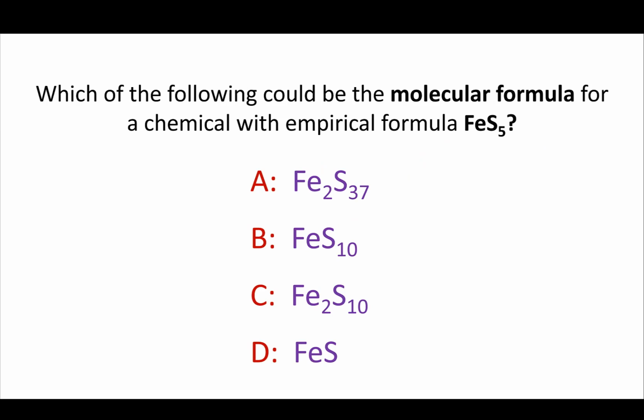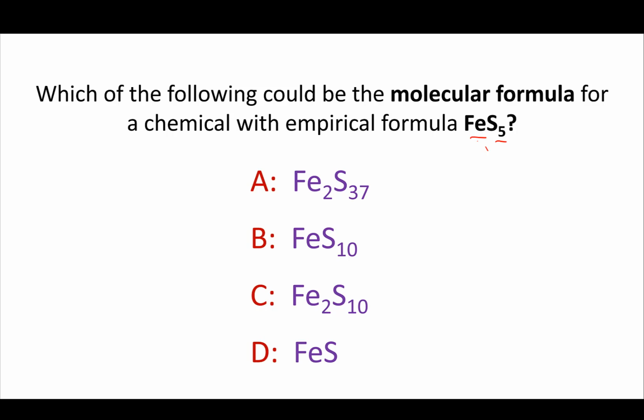Which of the following could be the molecular formula for a chemical that has the empirical formula FeS5? Now, the molecular formula has to be some multiple of this, right? Because maybe originally, this was like a 2 and this was a 10, or maybe originally this was a 3 and this was a 15, but the subscripts on this and this have to have a common multiple, right? And it has to be related. One of these is 5 of these. So we have to find the answer that has a ratio of 1 to 5. In this case, 2 to 37. It's not like 2 divides into 37 5 times, so it's not that.